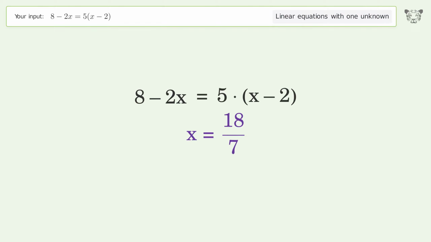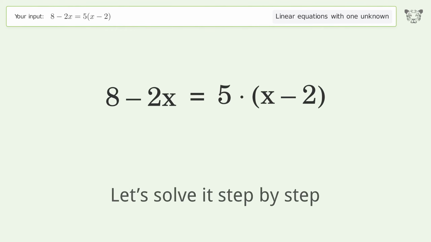You ask Tiger to solve this. It deals with linear equations with one unknown. The final result is x equals 18/7. Let's solve it step by step.